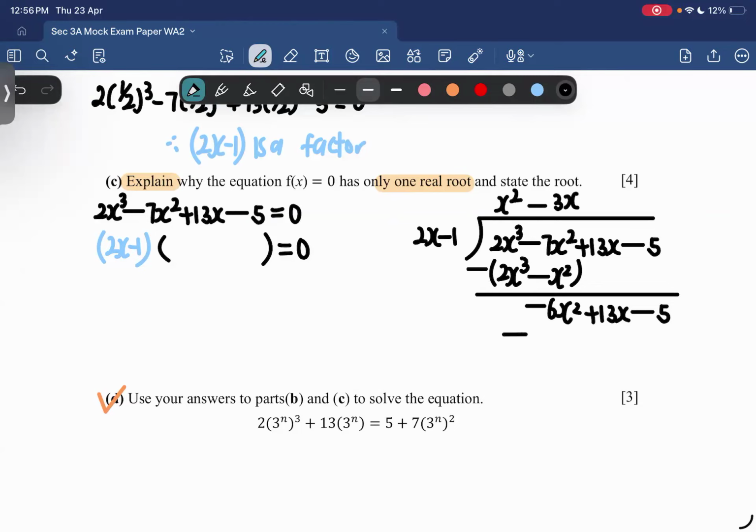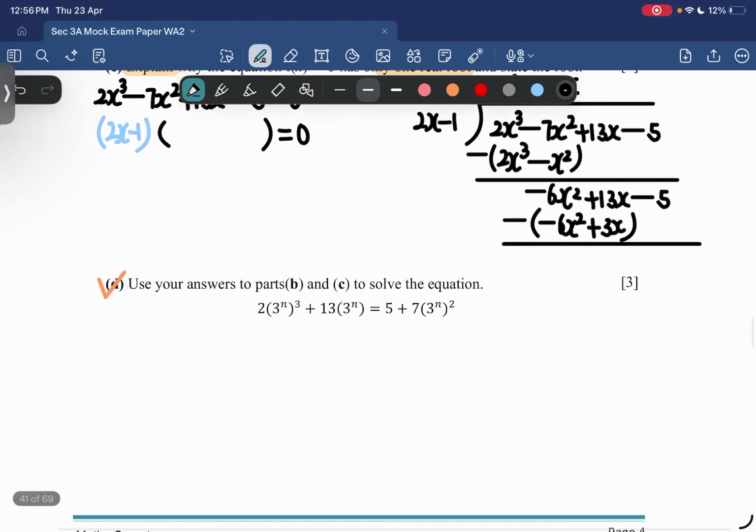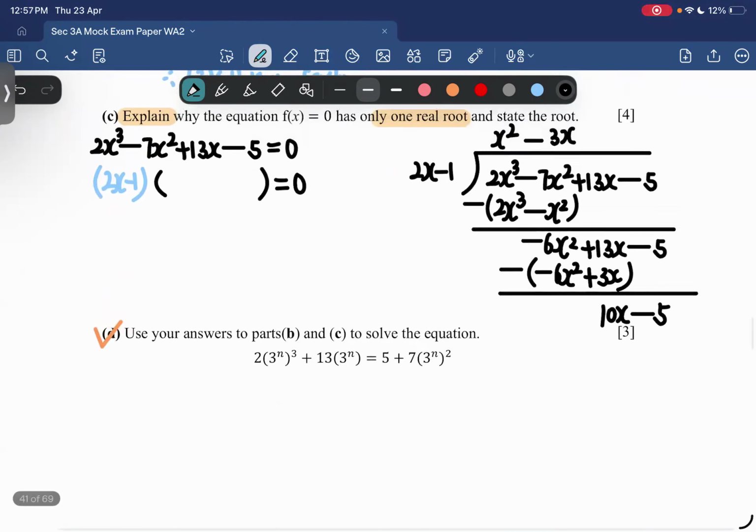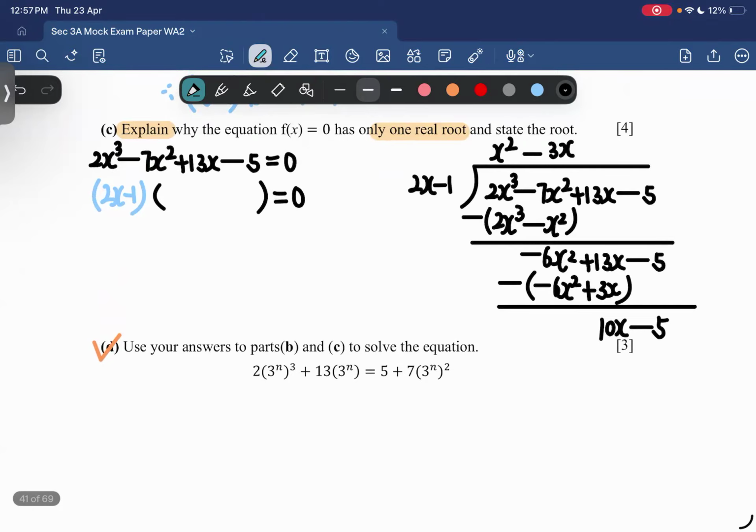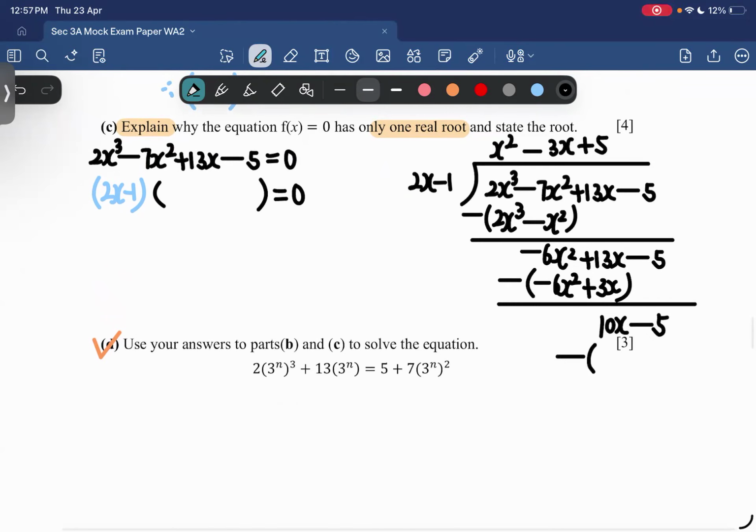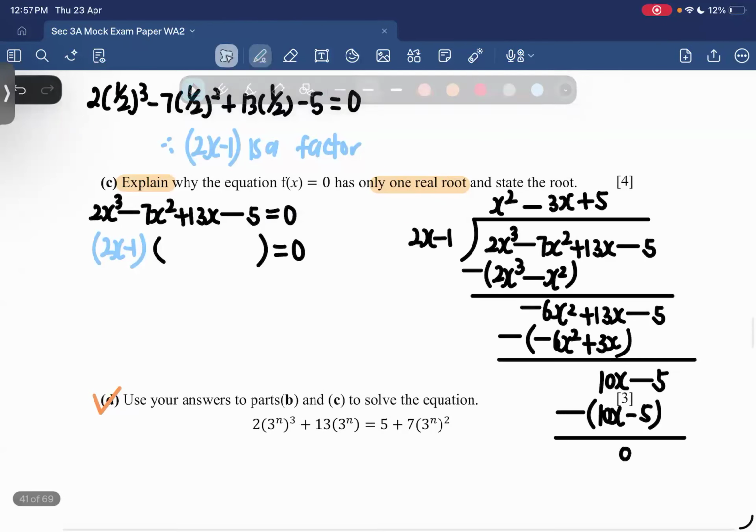Okay, then after that here will be minus 6x. Careful, plus 3x here. Then after that, this one here will give me 10x minus 5. So this one you will just multiply by 5, right? So plus 5. So this one here will be 10x minus 5. So eventually you get a 0. Okay, so this one you put inside.